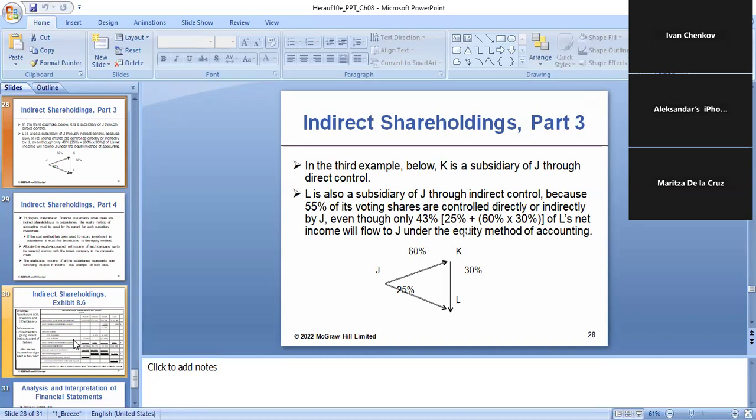Now, we're going to forget that calculation and do a different calculation. We're going to say, okay, J has control over K. K owns 30% of L. That's 30%. Plus J owns another 25. That's 55%. So then we have the indirect control of the voting shares. So the direct calculation is irrelevant in this case. And we're going to say in this case that we have indirect control. Remember this because again, this one will be tested on the quiz.